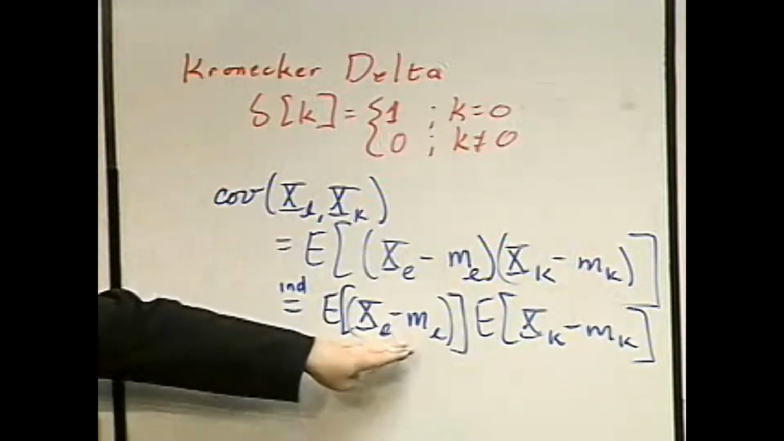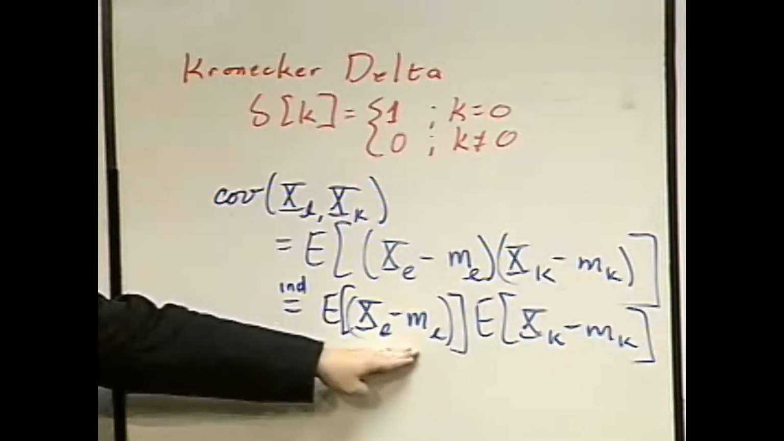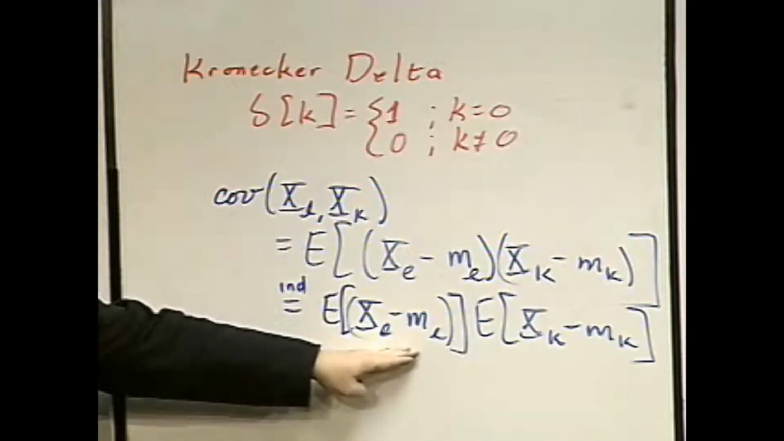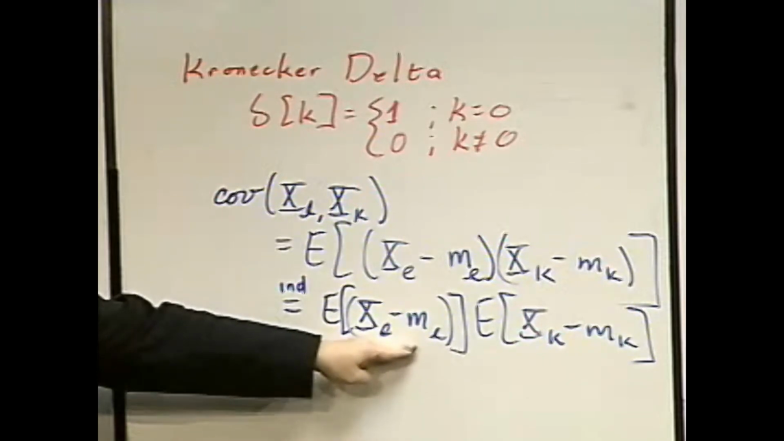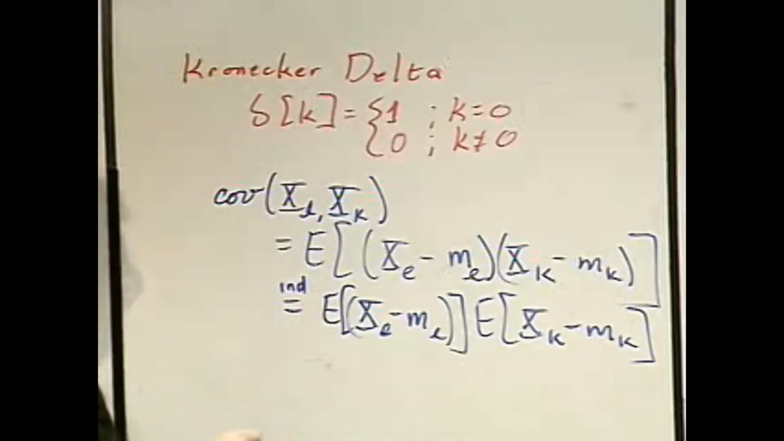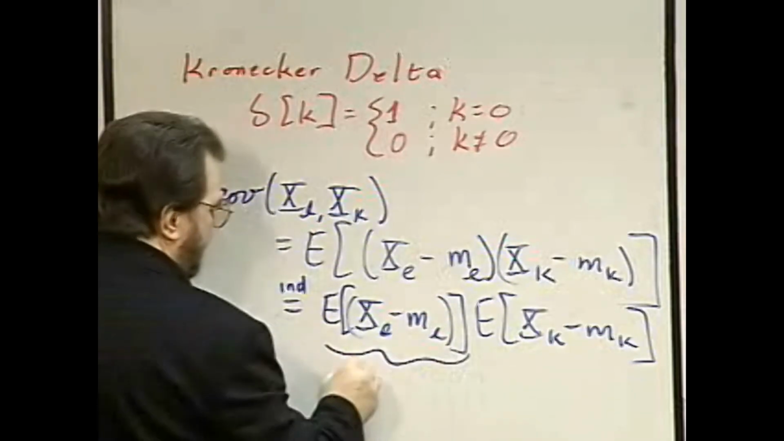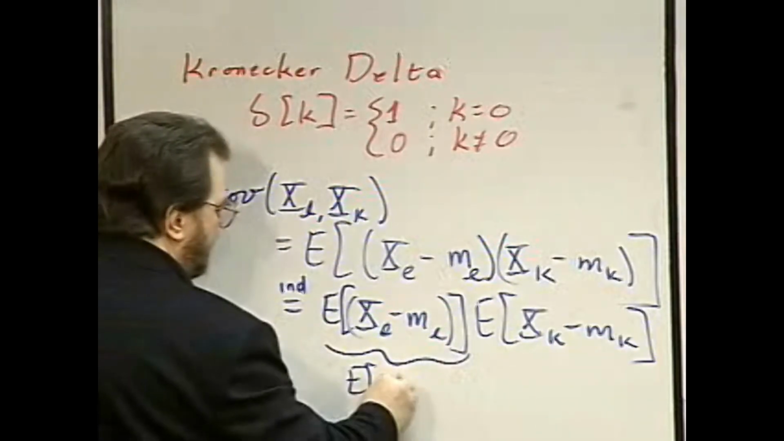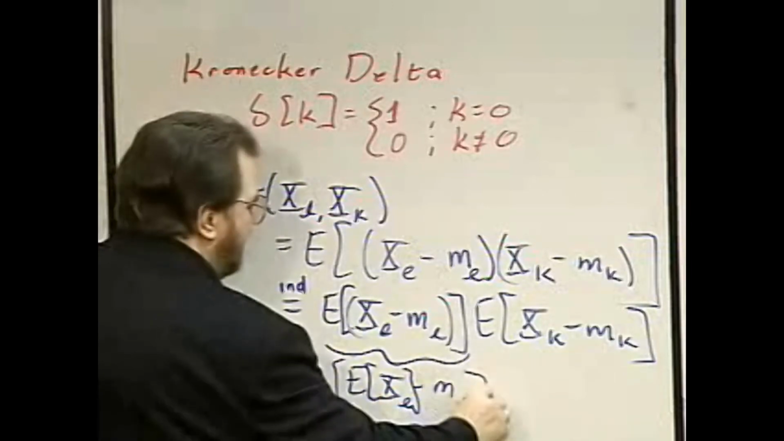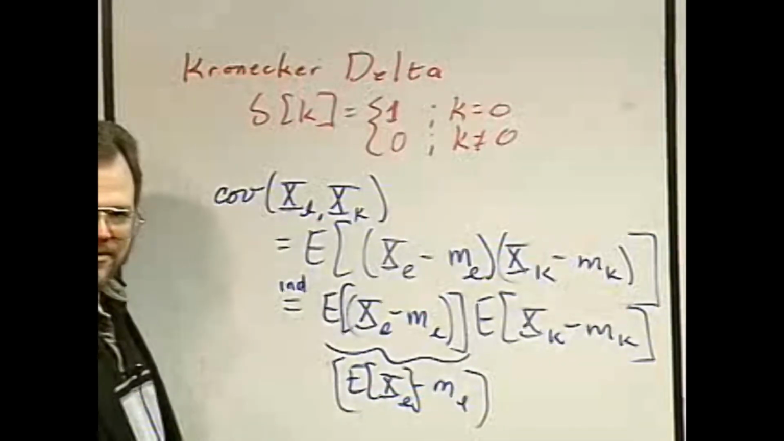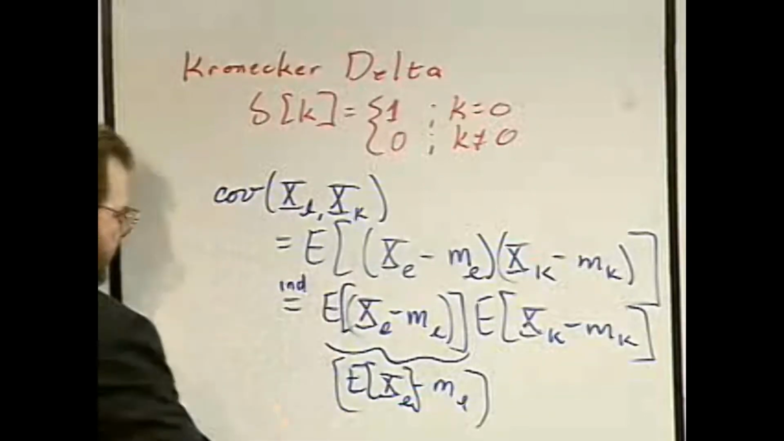And what does this first term equal to? 0. Yeah, somebody said. Exactly. Isn't this equal to 0? Isn't this equal to the expected value of XL minus ML? And aren't they the same thing? Yeah, they're the same thing. So it's equal to 0. The second term is 0 also.